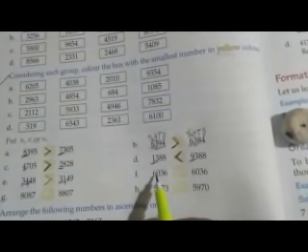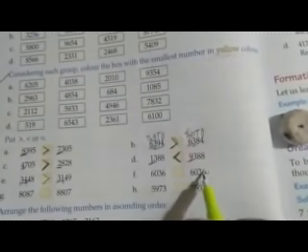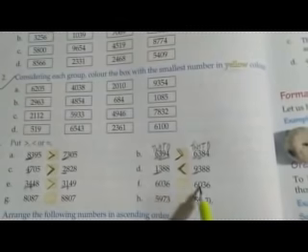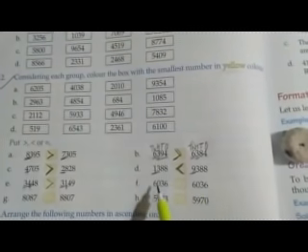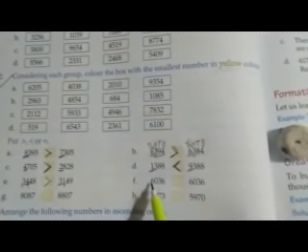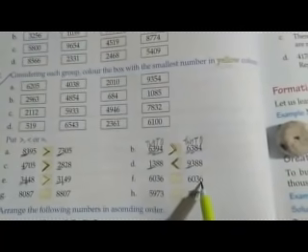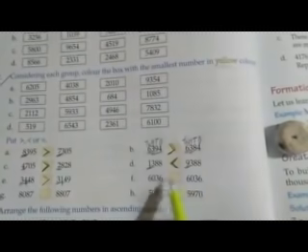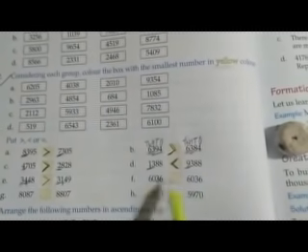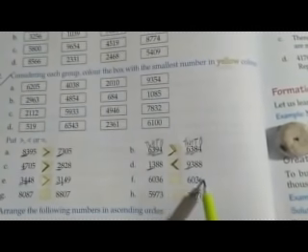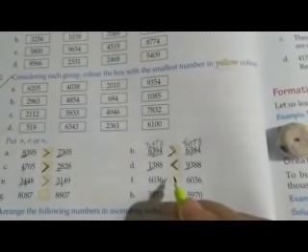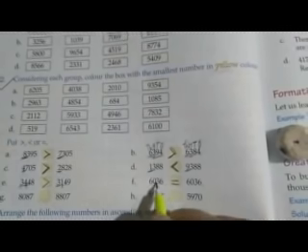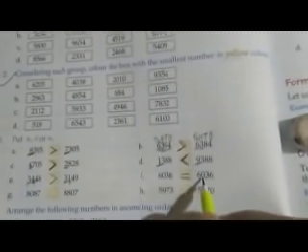Next one, 6036 with 6036. Now children, let us compare the numbers. You can see it is a 4-digit number and all the 4 digits are the same. If we compare, then all the digits are going to be the same at each place. That means these numbers are equal. Okay, these numbers are equal.